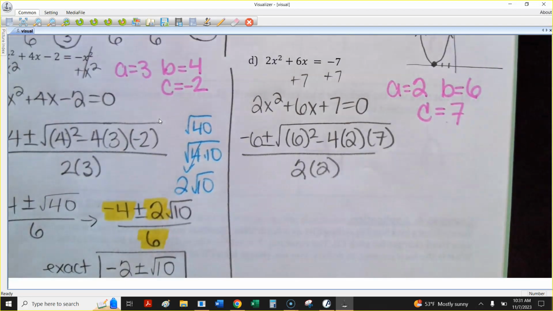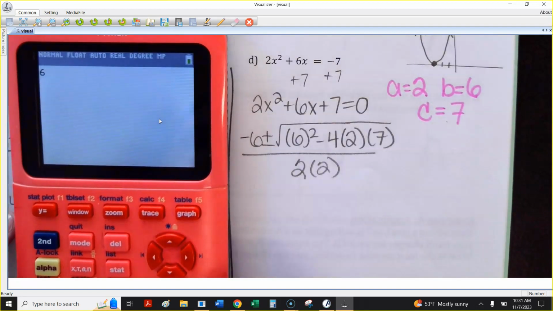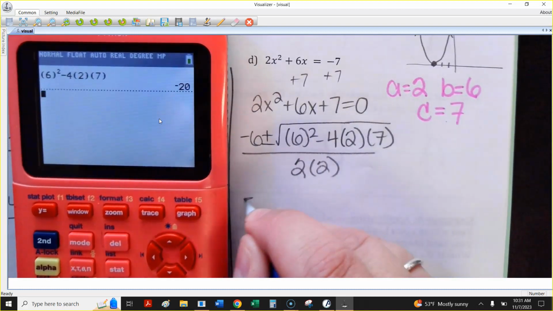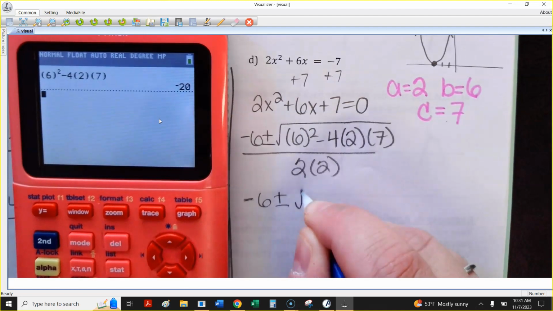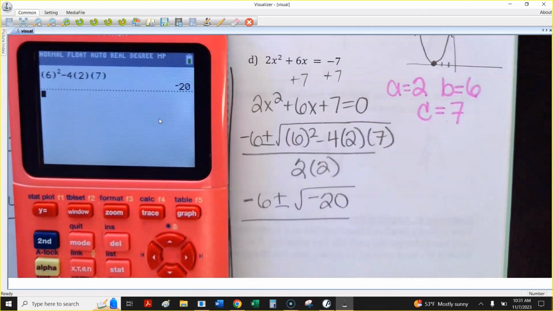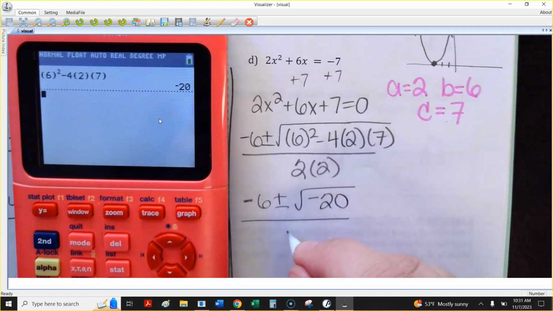Okay, now I'm going to figure out what's under the square root. So 6 squared, 4 times 2 times 7. All right, now for this one, I got a -20 under my square root. So we're going to end up with an i in the answer because we have a negative under our square root.